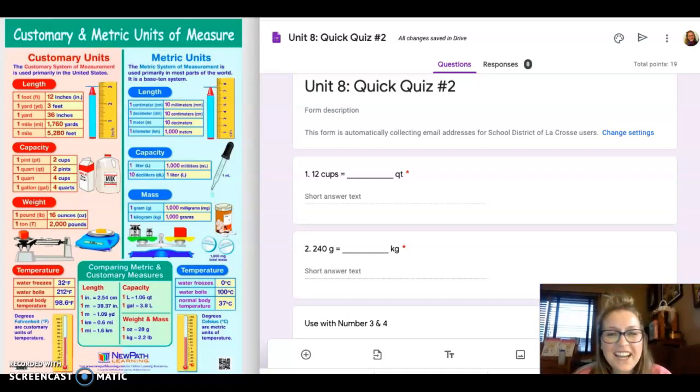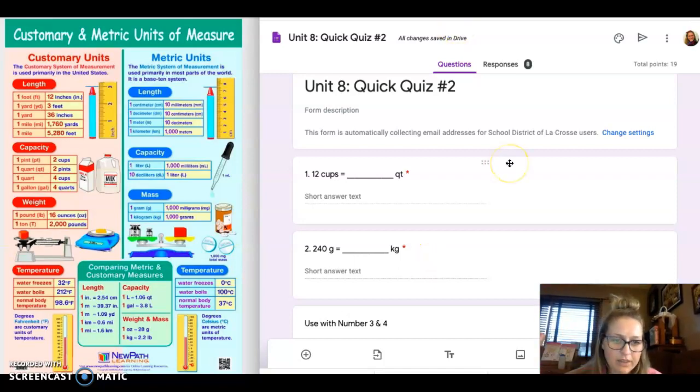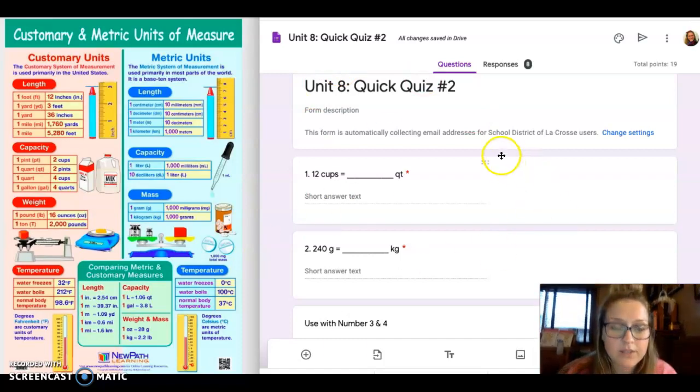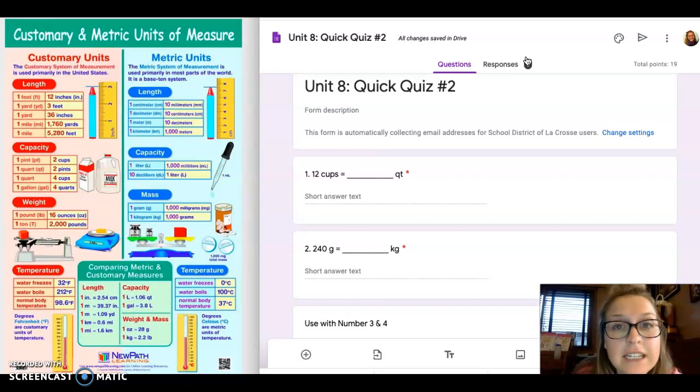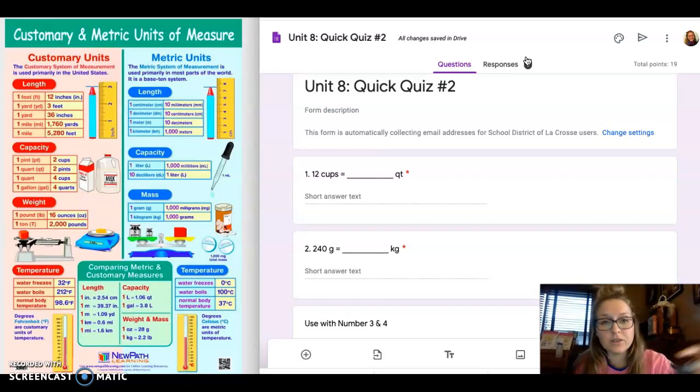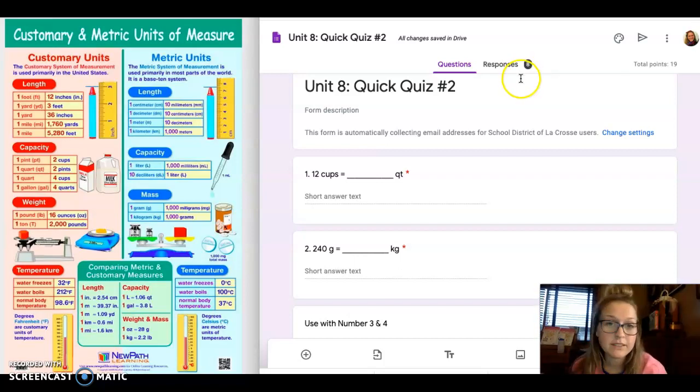Hey, fifth graders. I wanted to take a minute to go over quick quiz number 2 with you. Right now, when you look at my screen, I've got a couple things up. One of them is the quick quiz over here on the right. And you'll notice only 8 people turned this in. And those 8 people that turned it in, I was really impressed.